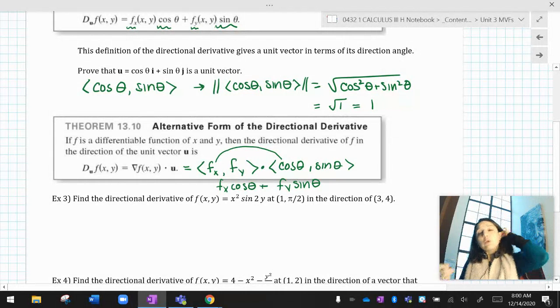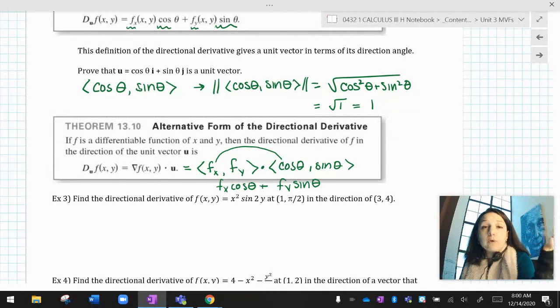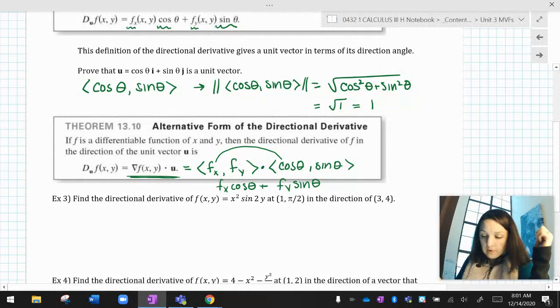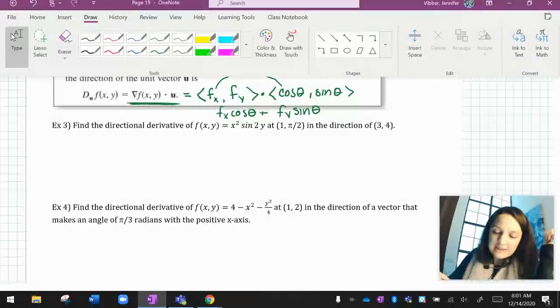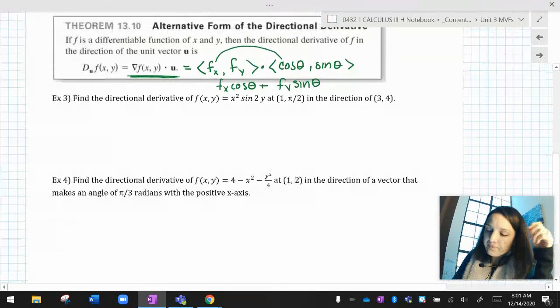Okay, so long story short, there are 2 ways to figure out a directional derivative. One way is figure out what angle you're going in, and then do the partial derivatives times the cosine and sine of that angle. Option 2, if you either don't have an angle and you just have a vector, or you do have an angle, you could also do this in dot product form.